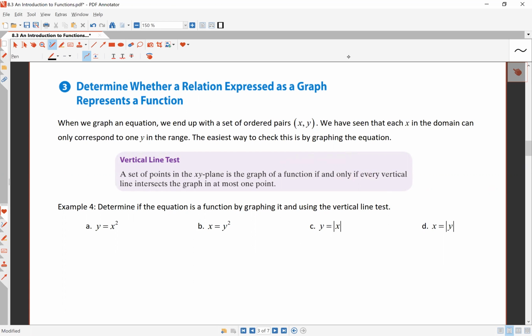We've seen that in a mapping, if A corresponds to x and y, then it's not a function. If A corresponds to x and B also corresponds to x, that is a function. Each x in the domain can only correspond to one y in the range. The easiest way to see this is by graphing it.